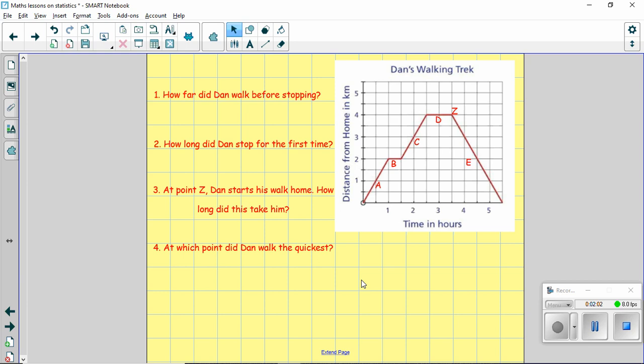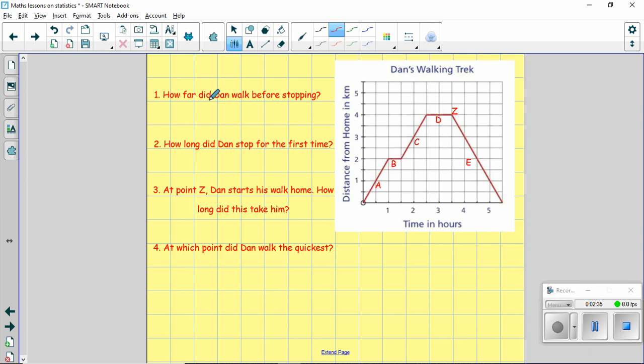Number 1, how far did Dan walk before stopping? So let's have a look at this line graph. So I can see this y-axis is the distance from home, it's going up there, so that's obviously his travelling, isn't it? Because he's moving further away from home. Now, when he gets to here, the line goes horizontal, so he's not actually travelling any further, so this means he's stopped. So you can see on this graph, he stops twice. He stops there, and he stops there.